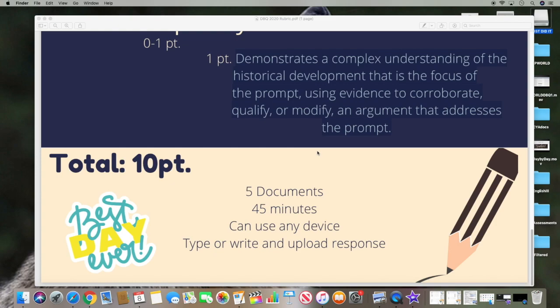Some other things that you want to know is you will have 45 minutes to write your response. You can use any device, a phone, a tablet, a laptop, a PC, or a Mac. And you could type or write and upload your response. I don't know quite how that's going to work, so we'll take that day by day.